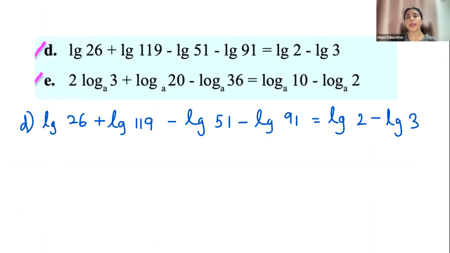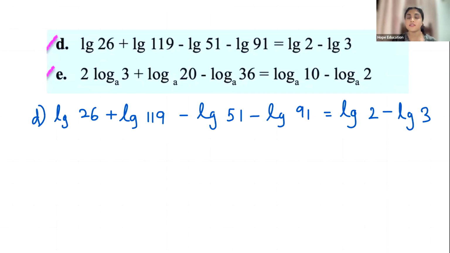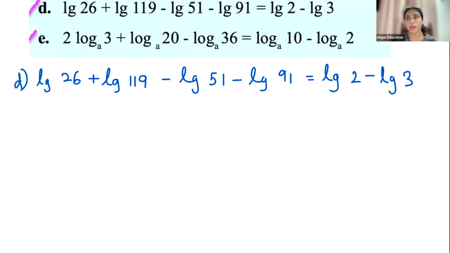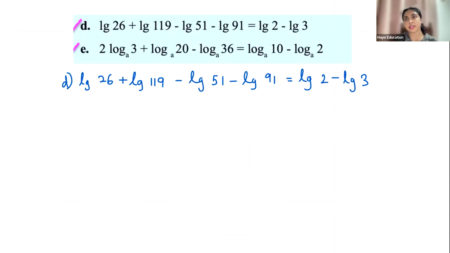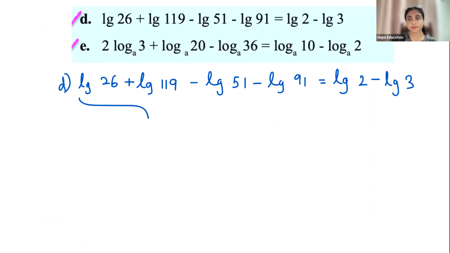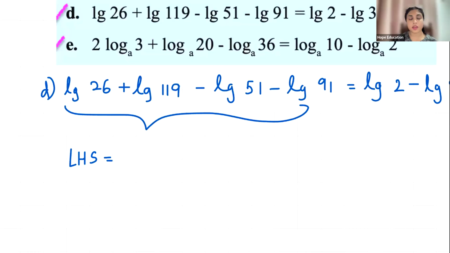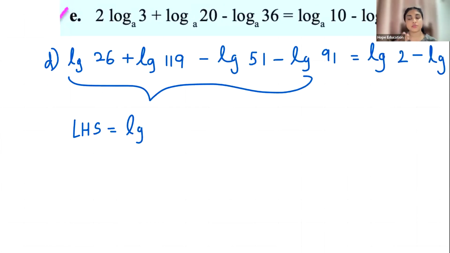So now we can see all of the LG means log to the base 10, right? So all of them have LG. When we verify, we first take the left-hand side, and left-hand side should be equal to the right-hand side. So first I will check the left-hand side. All of them have the same base. They can put addition, subtraction, multiplication, division. We can do all that.